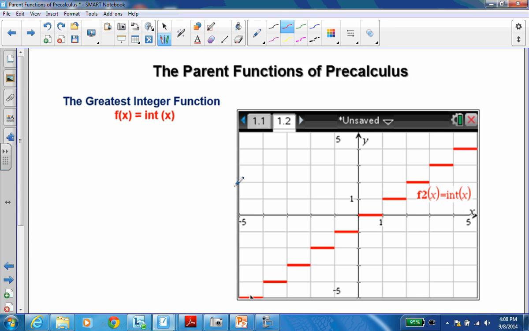Okay, the greatest integer function. This is neither odd nor even. Actually, technically it might be odd in that it looks like it might reflect rotationally. I don't know. We'll just leave that open here. But greatest integer function has little holes at the end of these steps here.